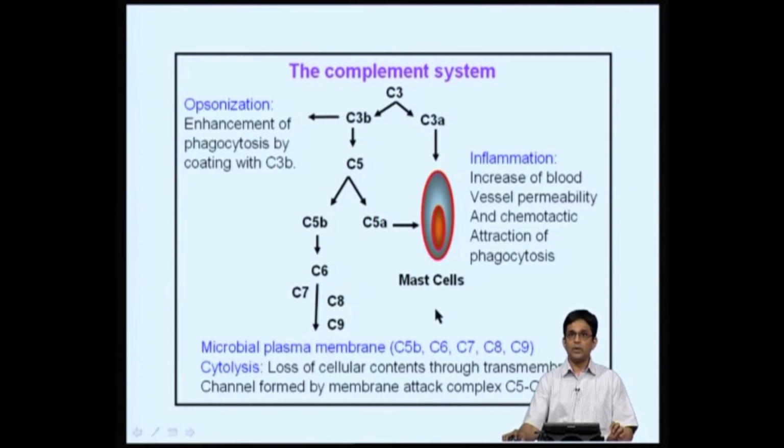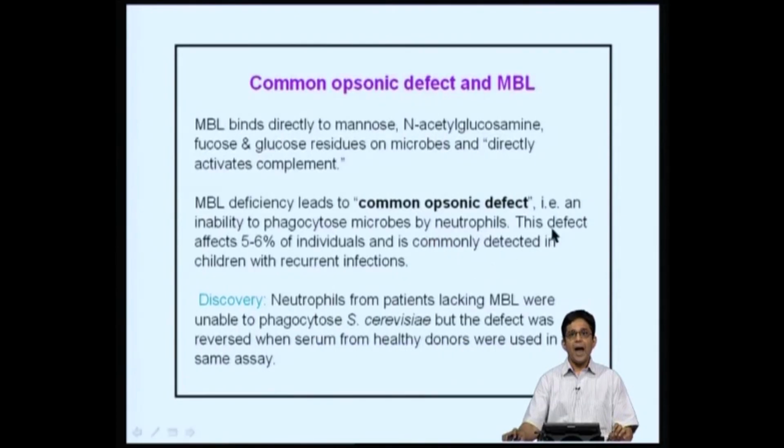There are other processes involved in here. Complement plays an important role in inflammation. So it increases the blood vessel permeability and the chemotactic attraction during phagocytosis. An important disease that is related to this particular pathway is the common opsonic defect and its relationship with mannose binding lectin, something that we had just discussed in the previous slide.